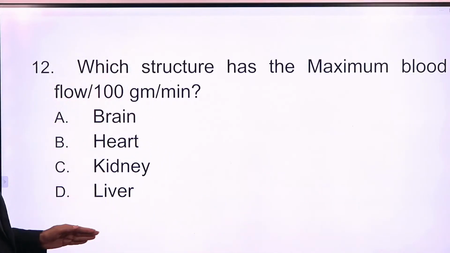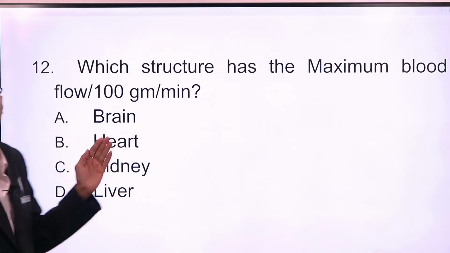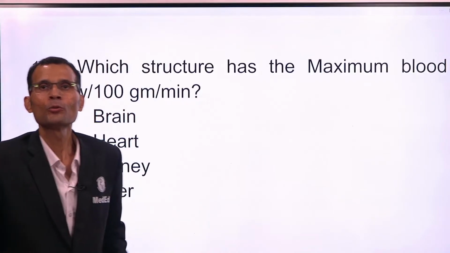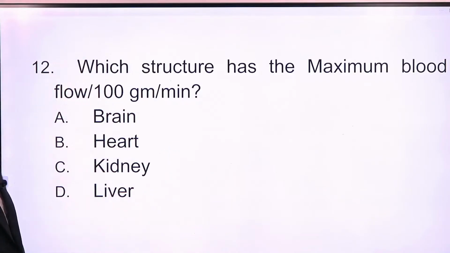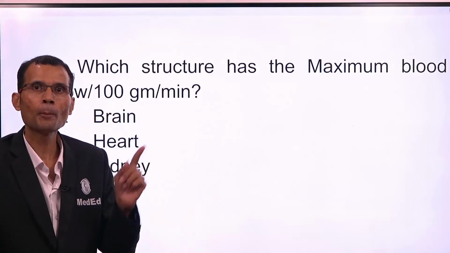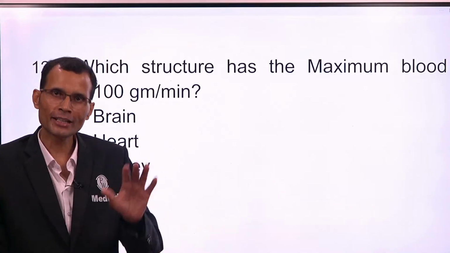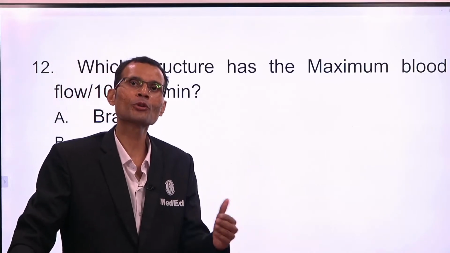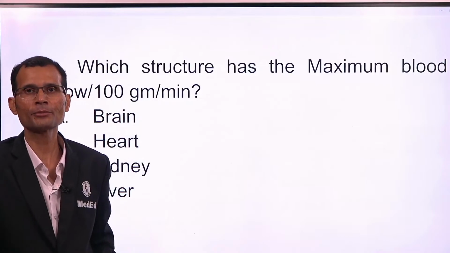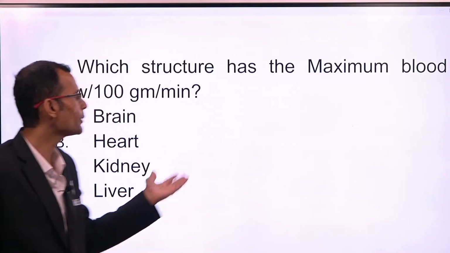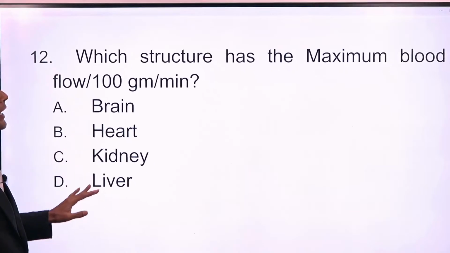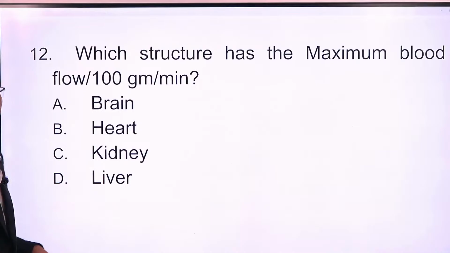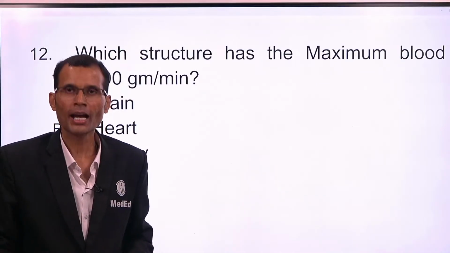Let's start. Which structure has the maximum blood flow per 100 gram of tissue per minute? And I am waiting again for you people. If you have attended my lectures of CVS, I am hoping that some of you are appearing for the upcoming FMGE, and you might have attended the lecture, so you will be able to answer this. Brain, heart, kidney, liver? I am waiting for your answers.